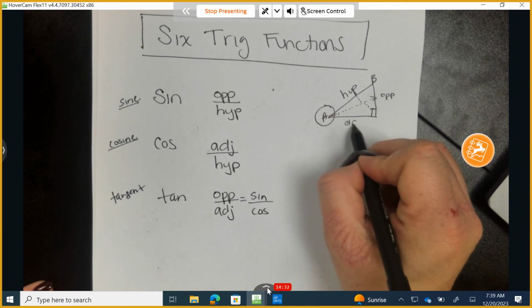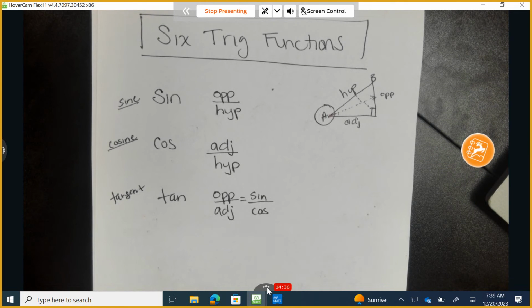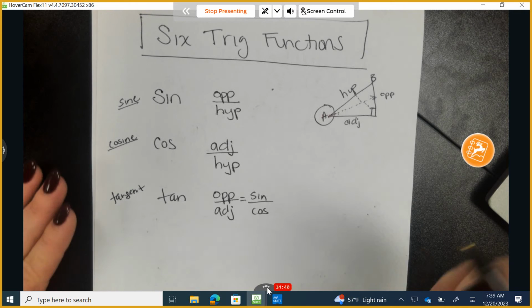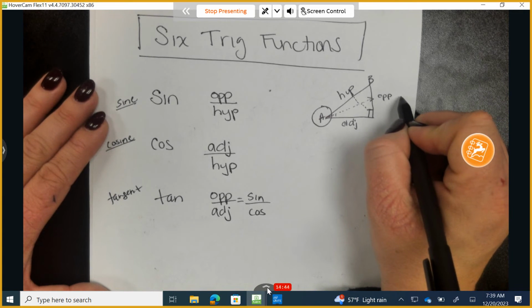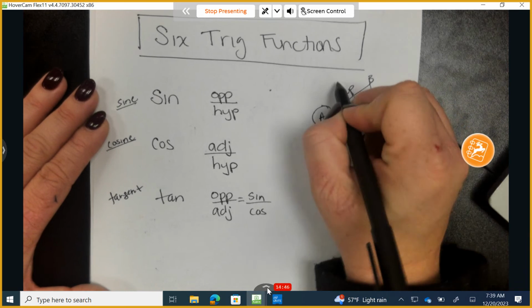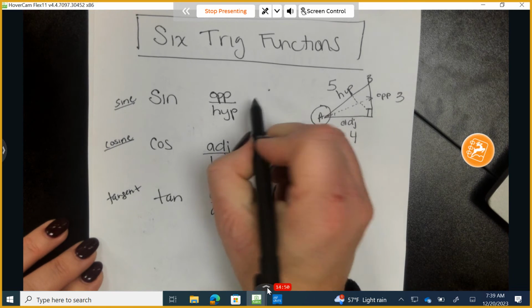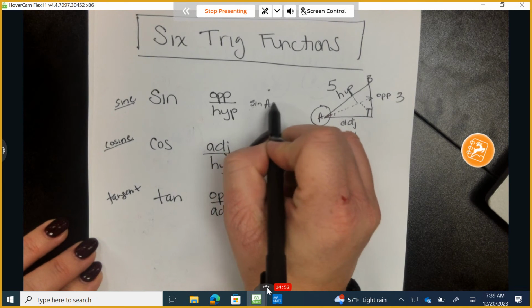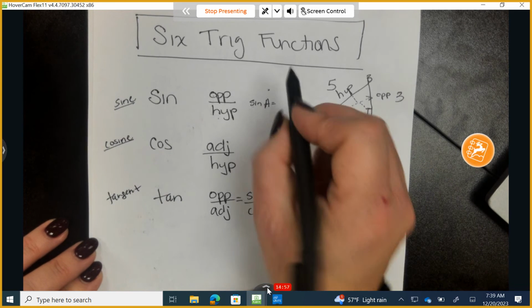The adjacent side will be one of the two sides that creates your angle, and it can never be opposite and it can never be the hypotenuse. So in this situation, if I chose random numbers, we're going to say this is 3, this is 4, and this is 5, okay? So the sine of angle A, we can write this down as practice real quick. The sine of angle A needs to be opposite side over hypotenuse. That'd be 3 over 5.